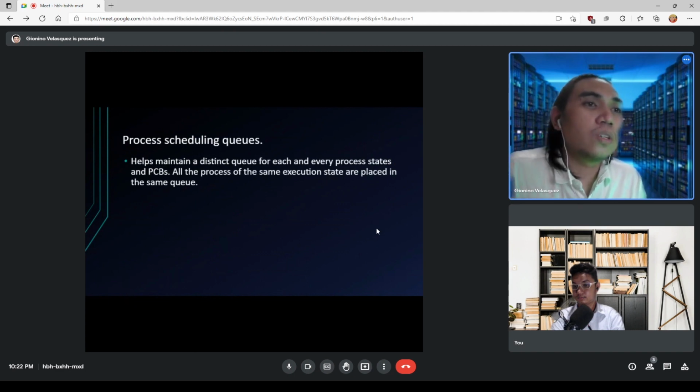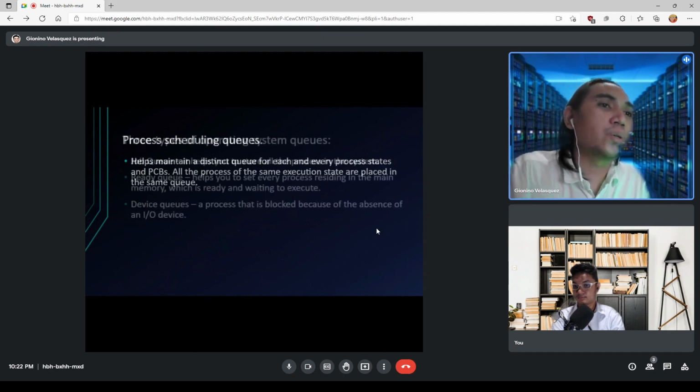Process scheduling queues help maintain a distinct queue for each and every process state and PCB. All the processes of the same execution state are placed in the same queue. Therefore, whenever the state of a process is modified, its PCB needs to be unlinked from its existing queue and moved to the new state queue.